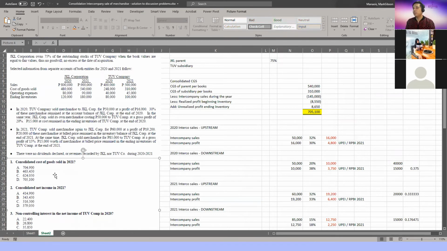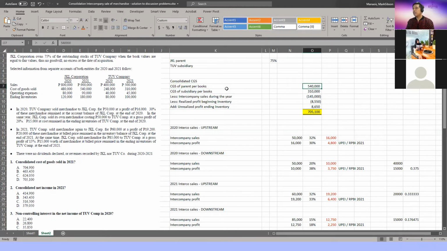Cost of goods sold. Consolidated cost of goods sold. Pero meron tayo ditong cost of goods sold parent, cost of goods sold ni subsidiary, meron tayong 540,000. Again, this is 2021. So kunin natin yung kay parent, that's 540,000. Ayan, that's given. Cost of goods sold of subsidiary per books. No? So sa subsidiary, that's 310,000. Remember, this is 2021. Less intercompany sales during the year.